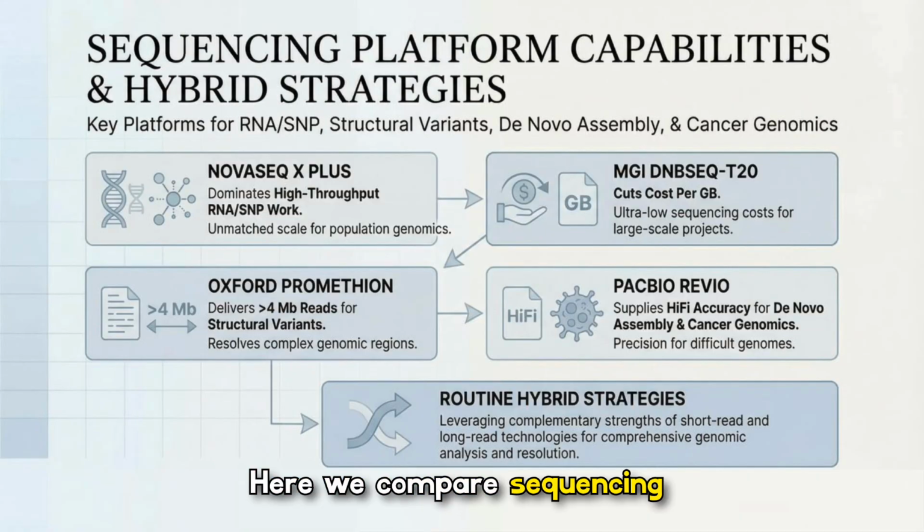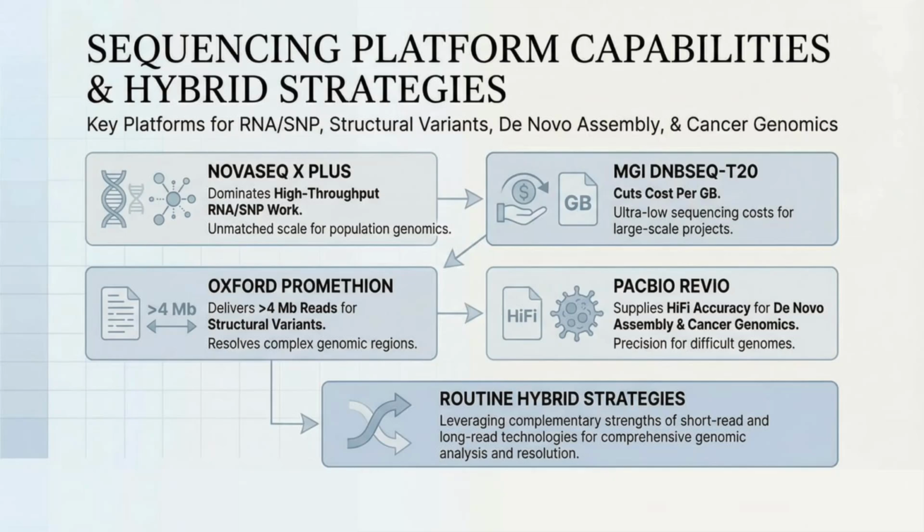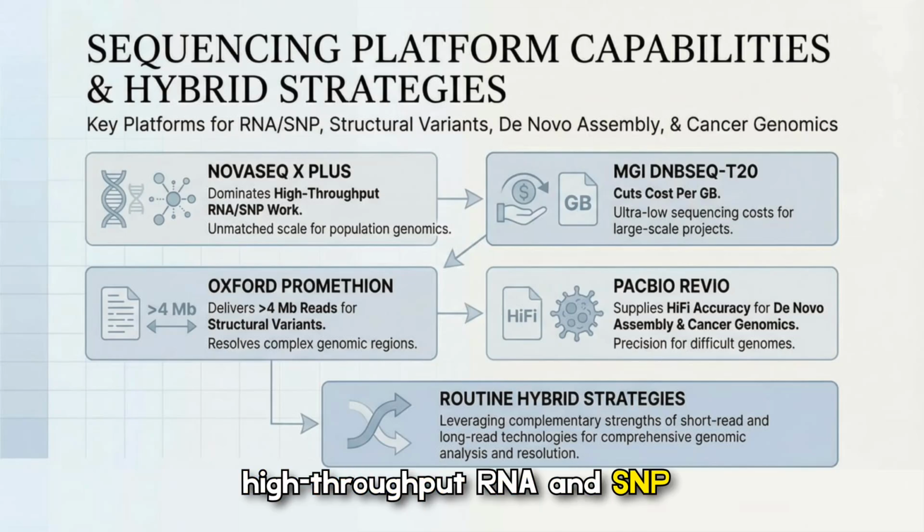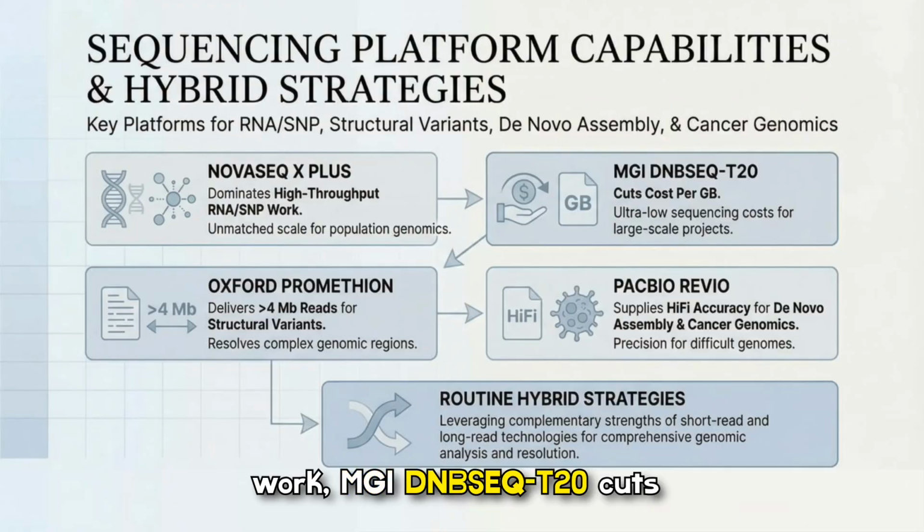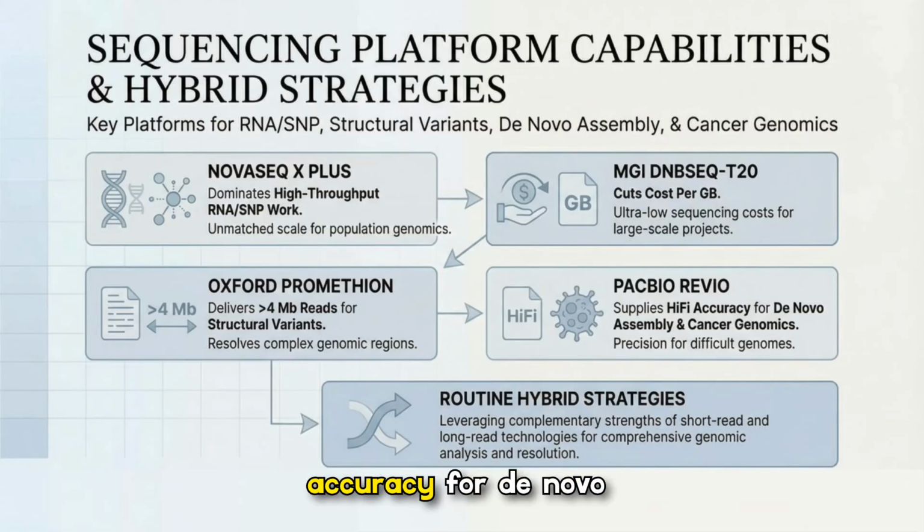Here, we compare sequencing platforms and hybrid strategies, showing how short and long-read technologies complement each other. NovaSeq X Plus excels at high-throughput RNA and SNP work. MGI DNBSEQ T20 cuts costs per gigabase. Oxford Prometheon delivers ultra-long reads for structural variants, and PacBio Revio provides HiFi accuracy for de novo assembly, together enabling routine hybrid approaches for comprehensive genomic resolution.